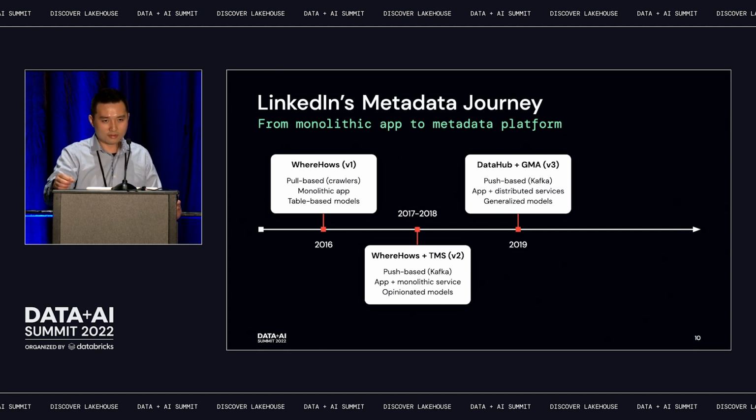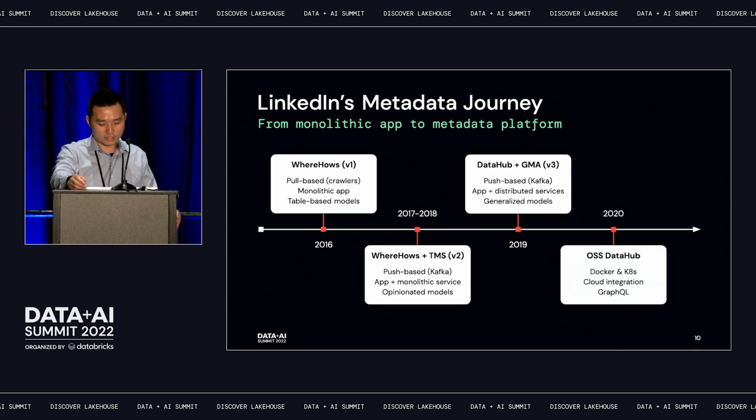And this is when we essentially came up with a V3, where we generalize the model in such a way that it's extensible, and we also have a distributed service plus an app. We still kept the push-based metadata ingestion because that was proven to be pretty successful. And then eventually in 2020, we open sourced the project, and we also renamed it to simply DataHub, and the rest is kind of history at that point.